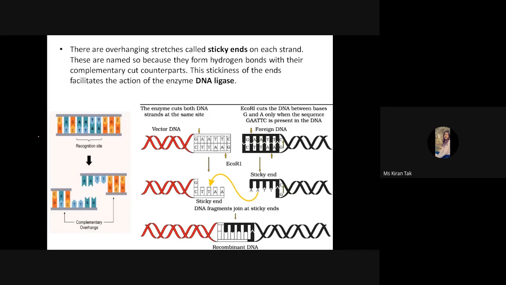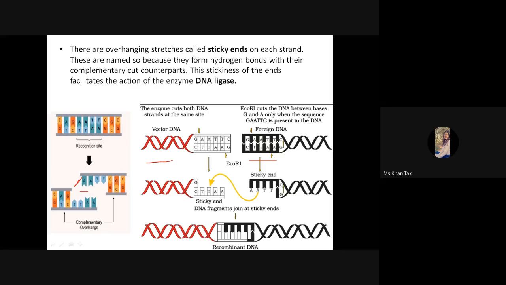Now, the restriction enzyme can cleave the DNA fragment and form sticky ends or blunt ends. These are the sticky ends. These both are the sticky ends. The enzyme cuts both strands at the same site. This red one is the vector DNA, and this black one is the foreign DNA. Now we will understand how these sticky ends are formed and how they are joined with each other.